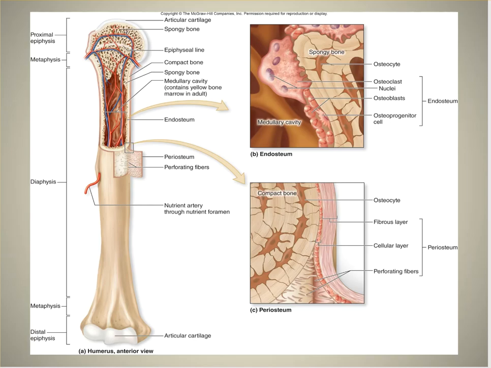Here's slide 7, which shows a long bone and the epiphysis, where we have spongy bone, and here's the epiphyseal line, which used to be the epiphyseal plate, and then the endosteum on the inside, the periosteum on the outside, certain things called perforating fibers, and a nutrient artery that goes into the bone, and the articular cartilages.